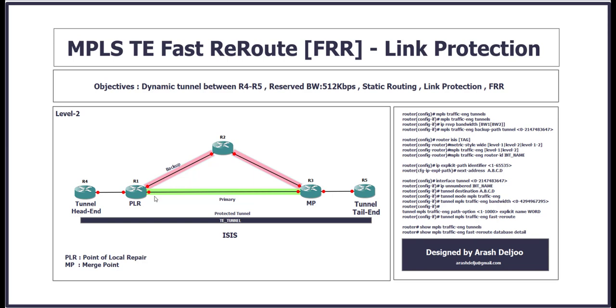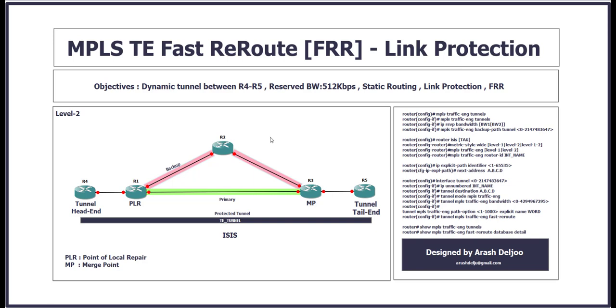Also, we have another term, we call it MP or merge point. Let me talk about the merge point. As you know, we are merging two tunnels here. Here we have the first tunnel, tunnel 0, the protected tunnel, and also here we have the backup tunnel, and this is the merge point. As you can see, we are merging these two tunnels, the protected tunnel and the backup tunnel. This router is the merge point because this is the router where the protected tunnel and backup tunnel merge.